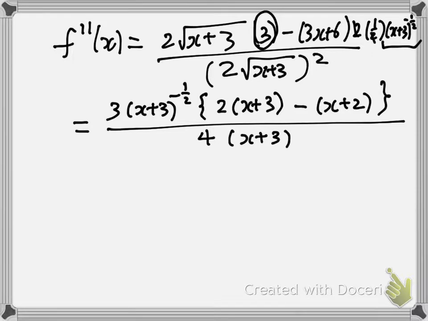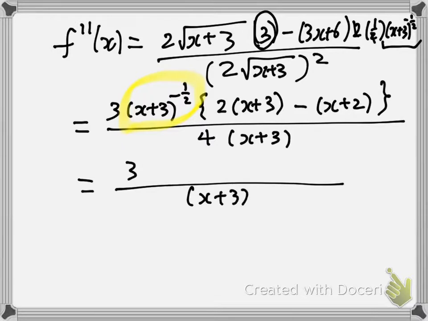So this thing here can go to the denominator. It contributes to the denominator. And if you do that, it becomes x plus 3 to the 1 plus half, so 3 over 2. And the numerator is actually 2x minus x. So let me just write it down in detail: 2x plus 6 minus x minus 2. So it's x plus 4, right?